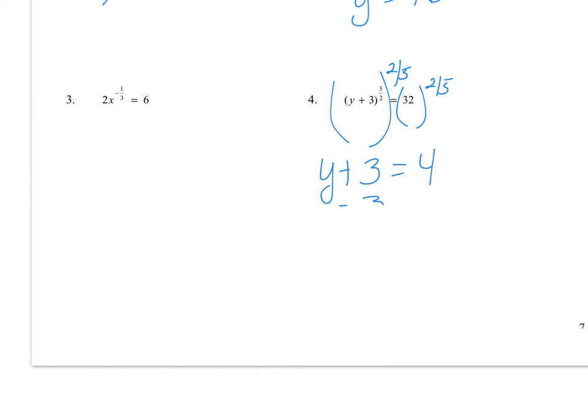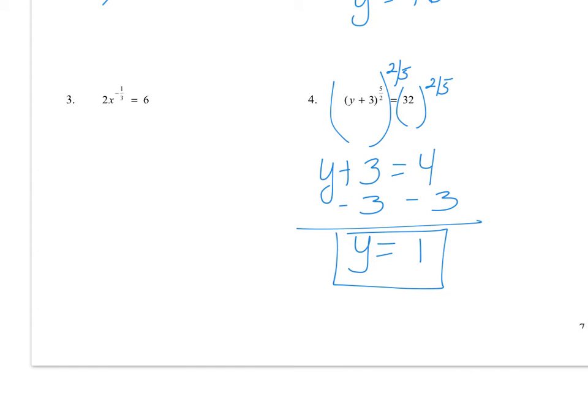Continue solving. I'm going to subtract 3 on both sides. Y happens to come out to be 1. So I'm actually going to plug this in the calculator to see if it works. So 1 plus 3 is 4. 4 raised to the 5/2 power, enter. You're right, it's 32. So it checks.